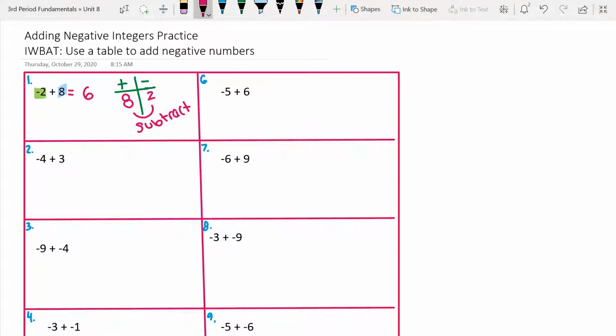Now we decide if our answer is going to stay a positive 6 or if it's a negative 6 by looking at which side of our table had the bigger number. So I'm looking at an 8 compared to a 2. Well, 8 is bigger, and it's on the positive or plus side, so I just keep this as a nice, normal, positive 6 as my final answer.